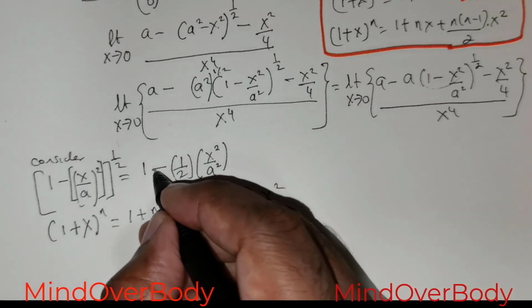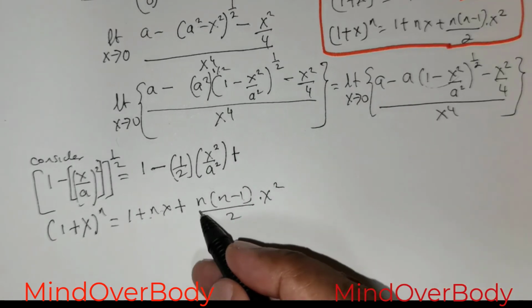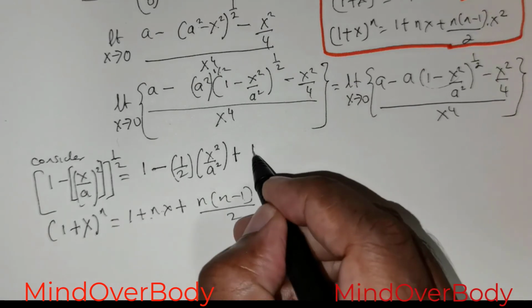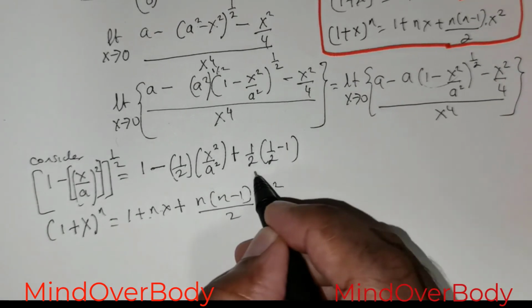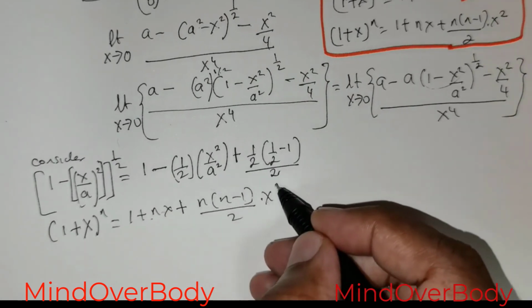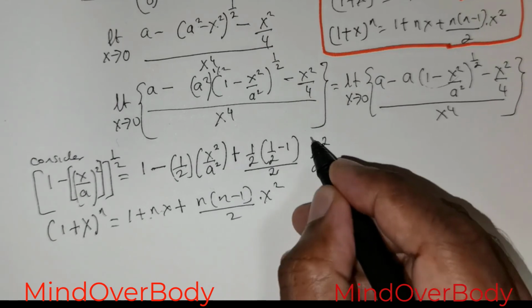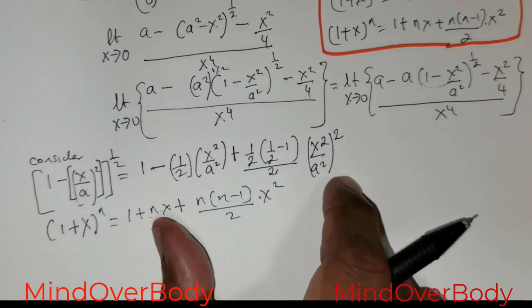So followed by, I already taken a negative sign, so this is going to be positive. Now in place of n, I need to use 1 over 2. So this is going to be 1 over 2 times 1 over 2 negative 1. Of course there is a 2 there. X squared is going to be x squared a squared raised to the power of 2. Okay, so I'm going to stop with this term.